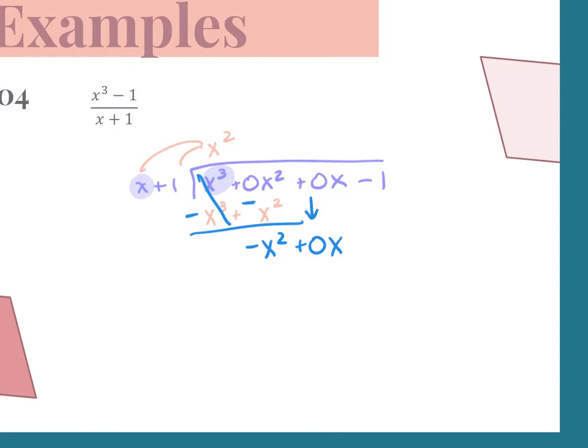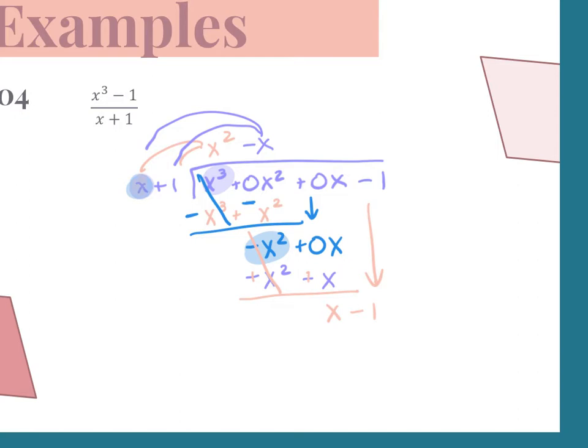And I do first into first again. So what would I have to multiply x by to get to negative x squared? Negative x. Repeat the process. Now multiply it by both of them. Negative x times x is negative x squared. Negative x times positive 1, negative x. Change my signs and add. First column cancels. 0x plus x is x. Bring down the minus 1.